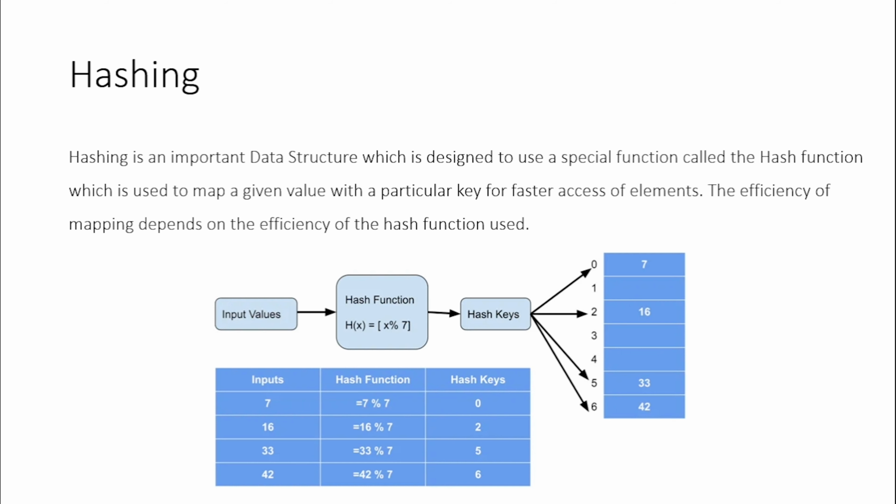So we have some input values, then we have the hash function. For example, we have x modulus 7. I'll explain the function, and then we have hash keys. So for example, I have 7. So 7 modulus 7, which is 7 divided by 7, we have a remainder of 0. So the value of 7 is stored in the 0 position, right? Similarly, we have input of 16. Now if you divide 16 by 7, we get a remainder of 2. Therefore, the value of 16 is stored in the second position. So like that we can calculate the positions where to keep our input values.